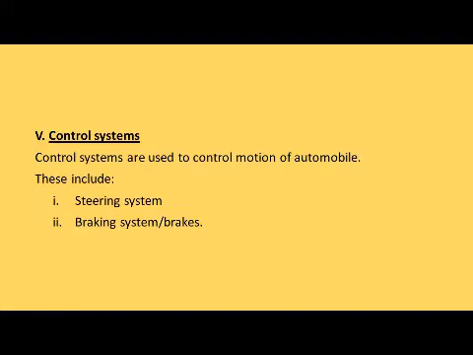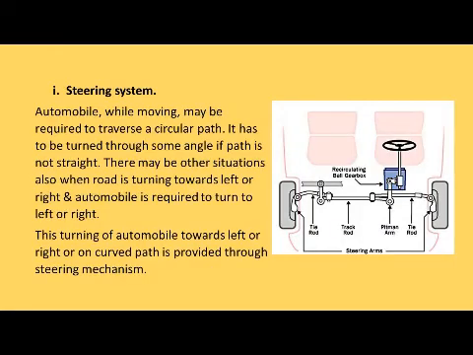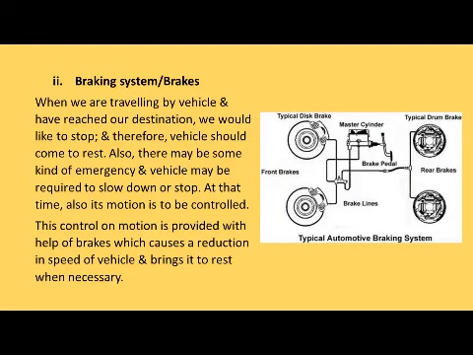Okay, now regarding the control system. The control systems are used to control the motion of the automobile and therefore are essential in an automobile. These include the steering system and braking system, which is brakes. Okay, the steering system. The automobile while moving may be required to traverse a circular path. It has to be turned through some angle if the path is not straight. There may be other situations also when the road is turning towards left or right and an automobile is required to turn left or right. This turning of the automobile towards left or right or on a curved path is provided through the steering mechanism.